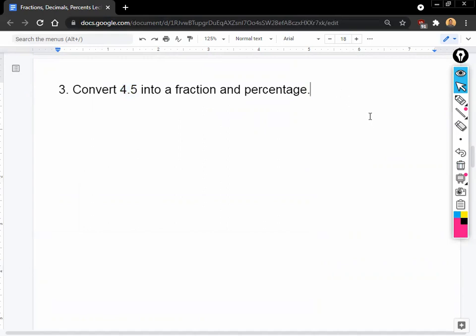All right, I'll give you guys about 2 minutes on this one. This one might be a little bit trickier, but I want you guys to convert 4.5 into a fraction and into a percentage. So 4.5. This one might be a little bit weird, but I want you to turn 4.5 into a fraction and a percentage.